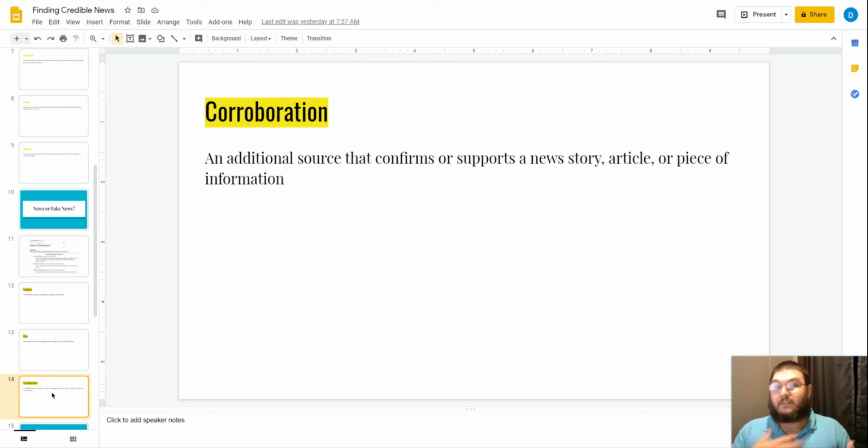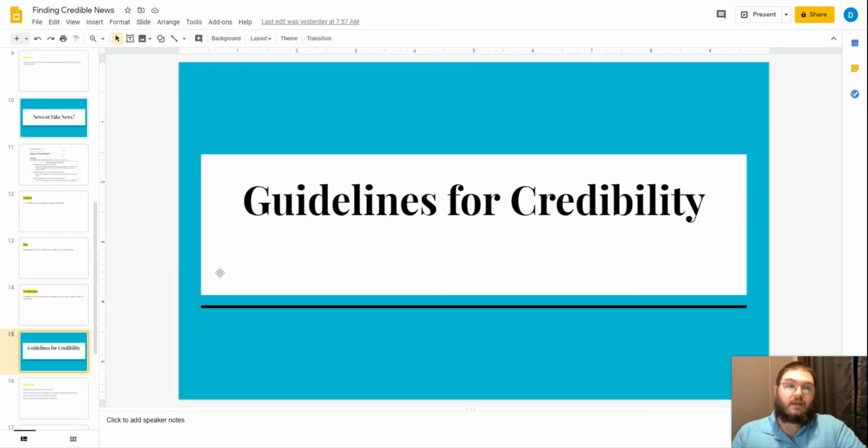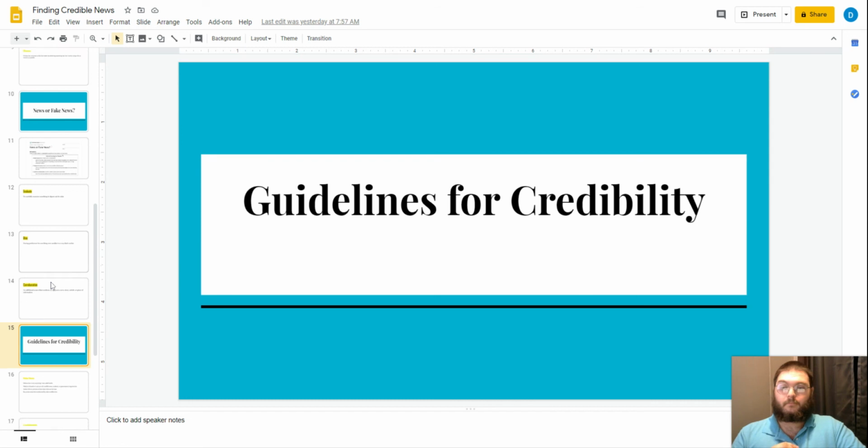So, if I look up a news source and it says that they're trying to change the voting age to 12, well, does that seem credible? I don't know. Let me go look at another site. Can I find this on another site or not? If I can't, then there is no corroboration. Guidelines for credibility.